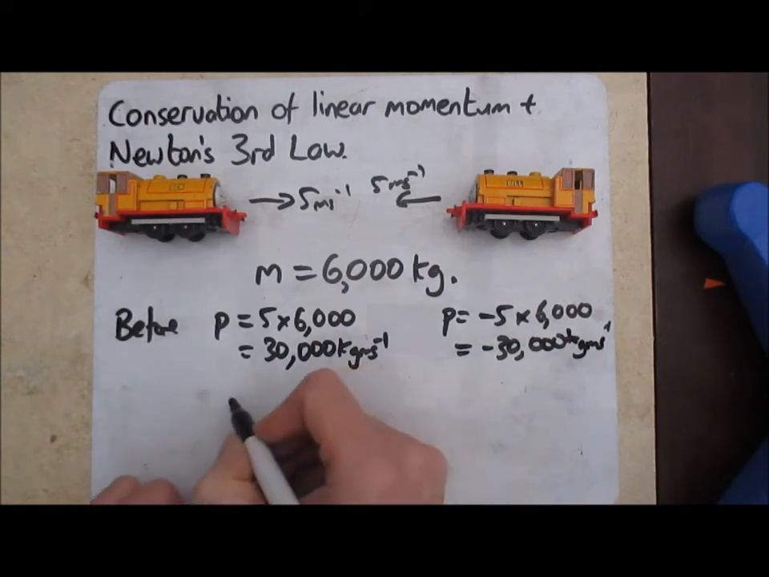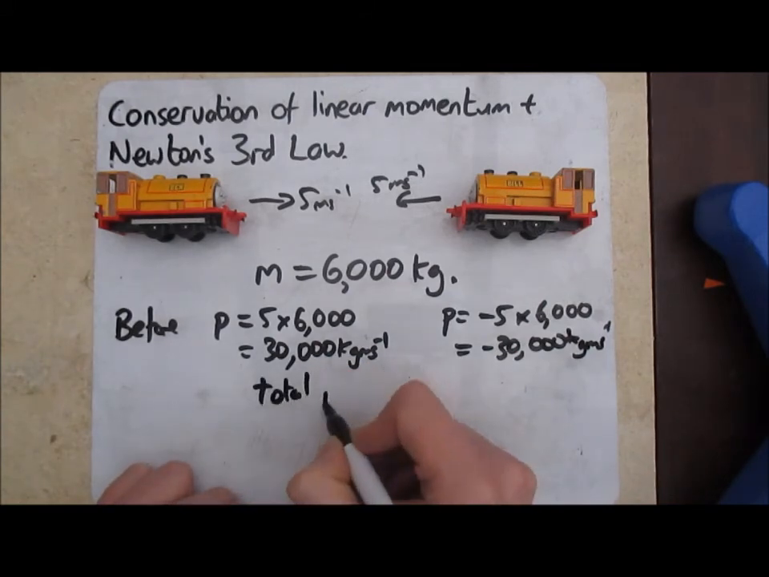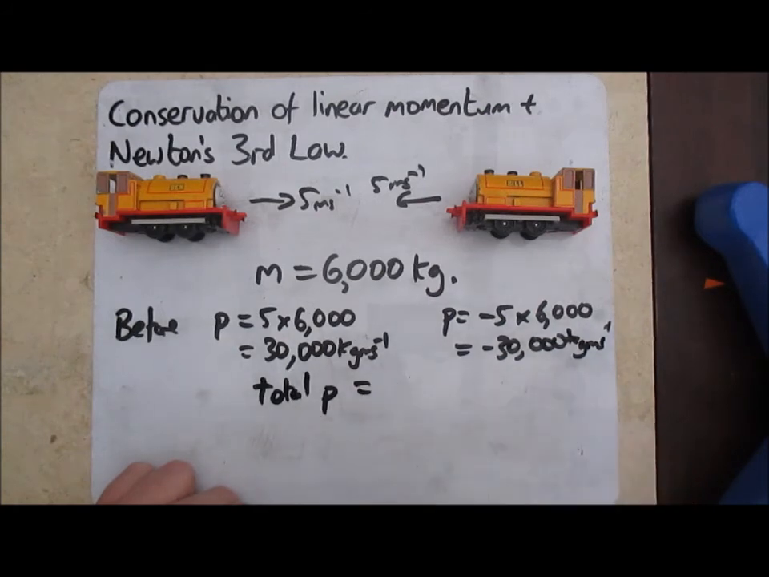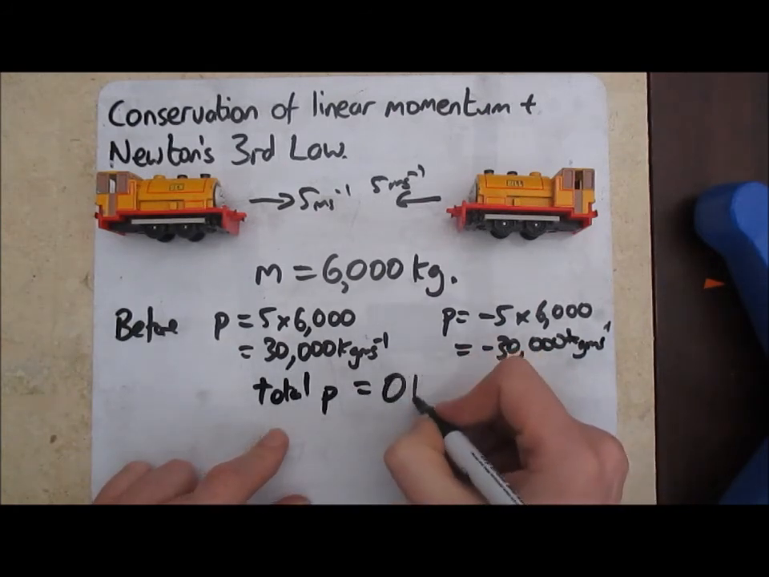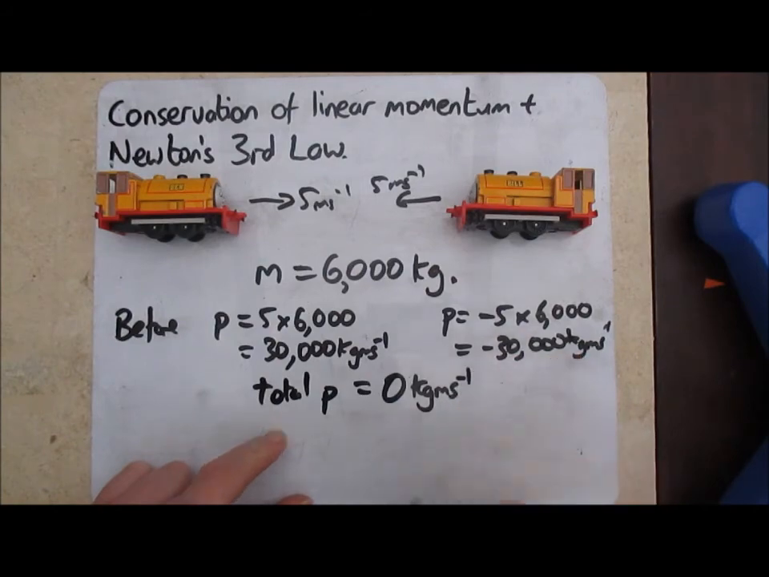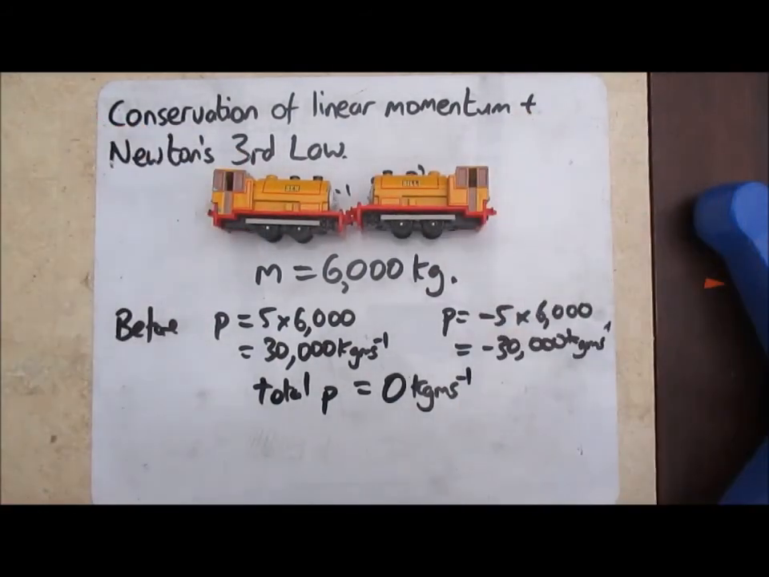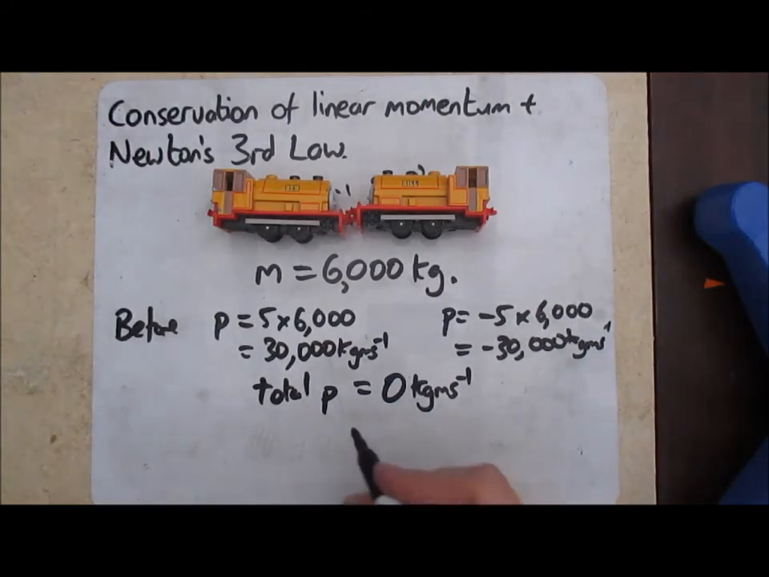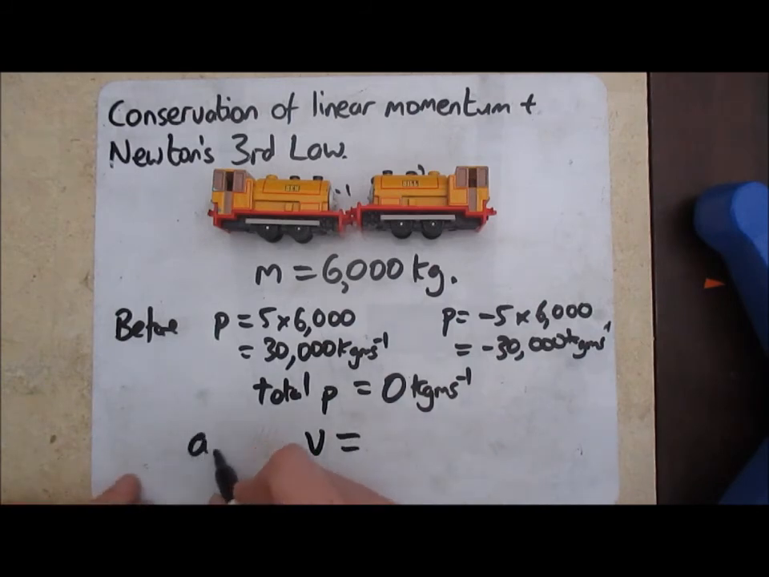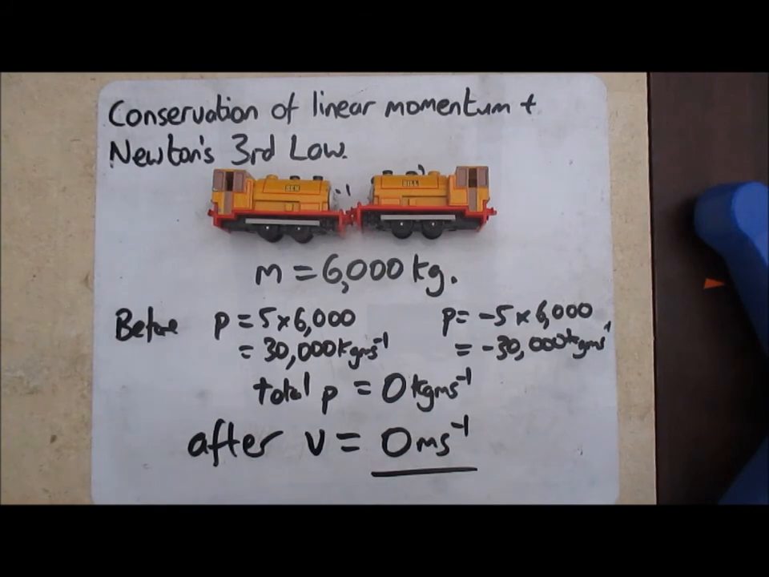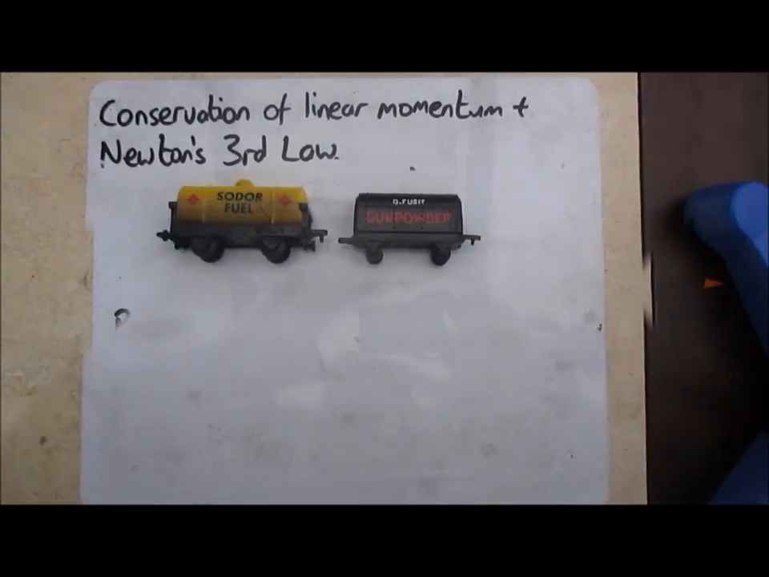Now that means the overall total momentum is 30,000 add minus 30,000, which is 0. So as these two objects move together, what should happen when they collide is in total they'll have 0 kilogram meters per second. So after the collision, the velocity of both objects will in theory drop to 0. And that is a completely inelastic collision.